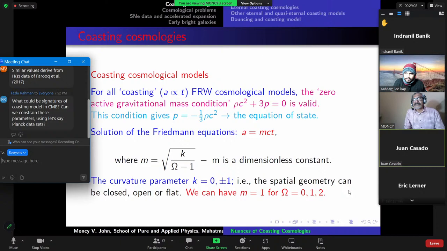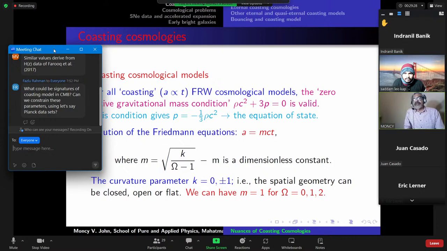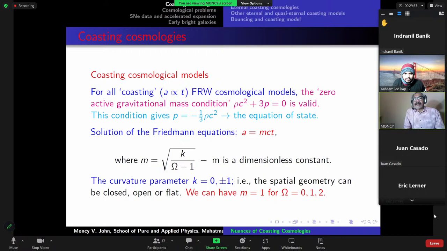What could be the signature of the Coastine model in the CMB? Can we constrain these parameters using, let's say, the Planck dataset? Actually, the R_h equal to ct model by Melia and collaborators has worked on a lot of cosmological observations, including the CMB. So the early universe as per the lambda CDM model or the eternal Coastine model is yet to be worked out, because in my opinion, in this particular case, all the components in the cosmos vary as a to the power minus 2. That is the basic ansatz we have used to arrive at the eternal Coastine model.